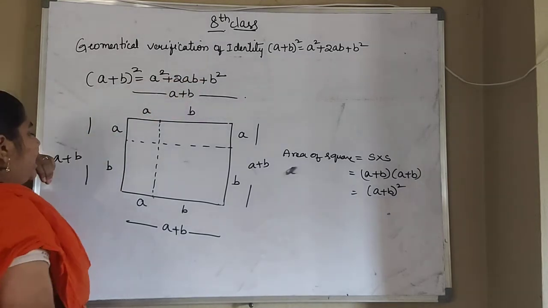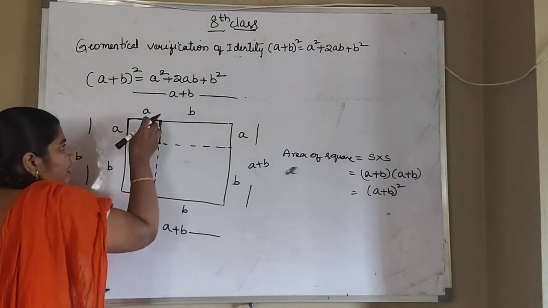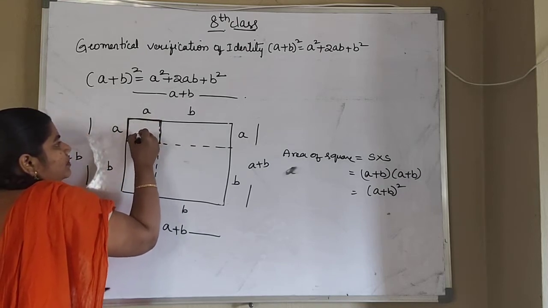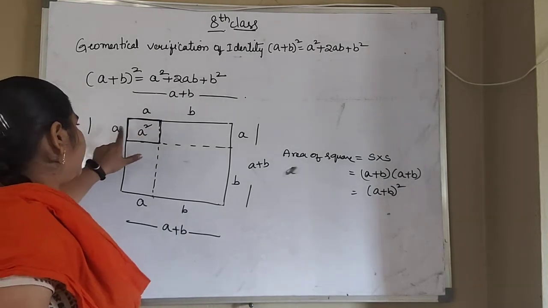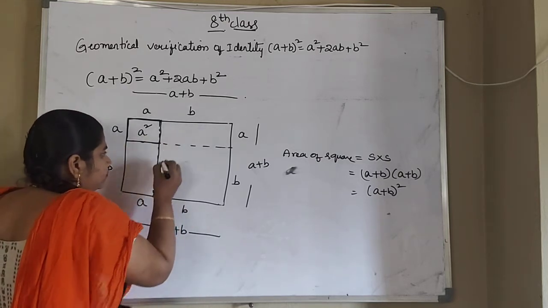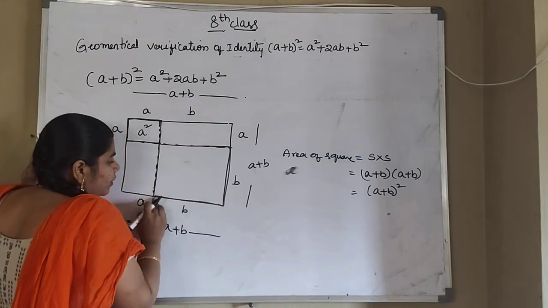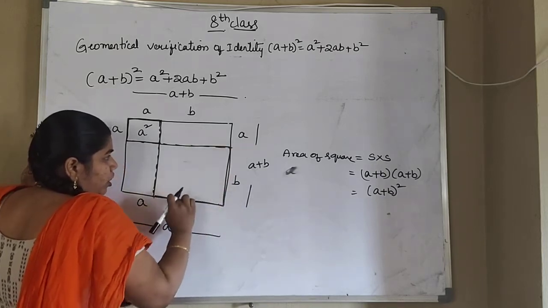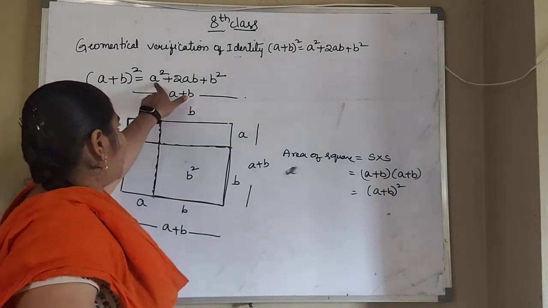If you take this, this is a square. I am taking the first portion. What is the area of a square formula? The area of this square will be a square, since a into a is a square. Now take this part. This is also one square. What is the area of this? From here to here it is b, and from here to here it is b. So the area of this square will be b square. We got the a square value and the b square value.